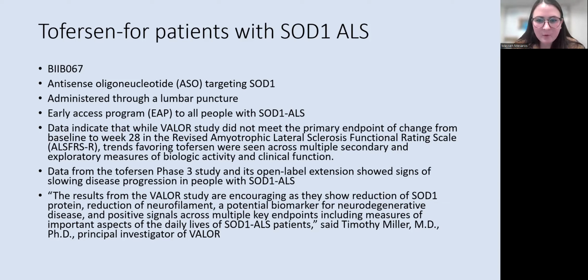So they were looking for improvement in the ALS functional rating scale. They did see some minor improvements in overall slowing of progression. Because there was slowing of progression, they also found a reduction of that SOD1 toxic protein. They found reduction of something called neurofilament, which is a sign of neurodegenerative disease in the body. And again, some positive clinical outcomes.